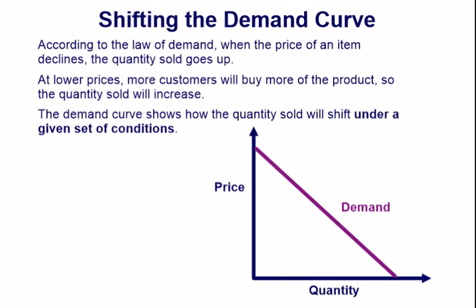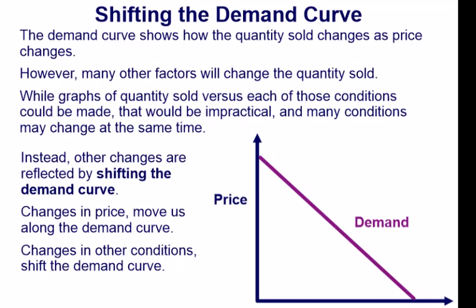Shifting the demand curve. According to the law of demand, when the price of an item declines, the quantity sold goes up. At lower prices, more customers will buy more of the product, so the quantity sold will increase. The demand curve shows how the quantity sold will shift under a given set of conditions. The demand curve shows how the quantity sold changes as price changes. However, many other factors will change the quantity sold.